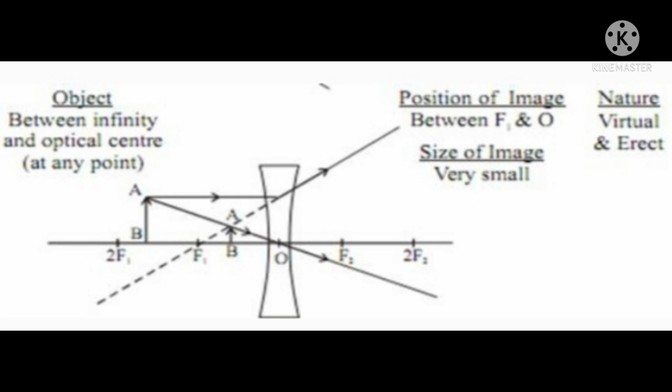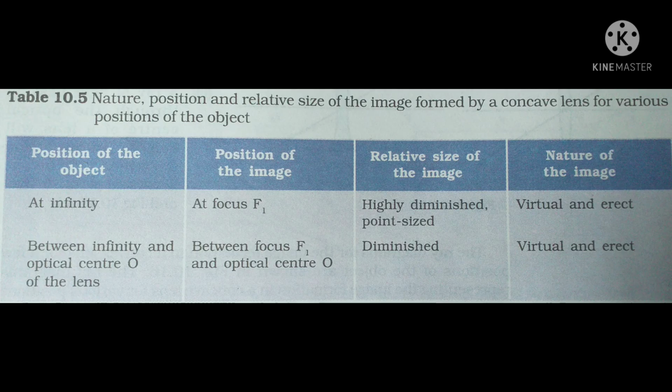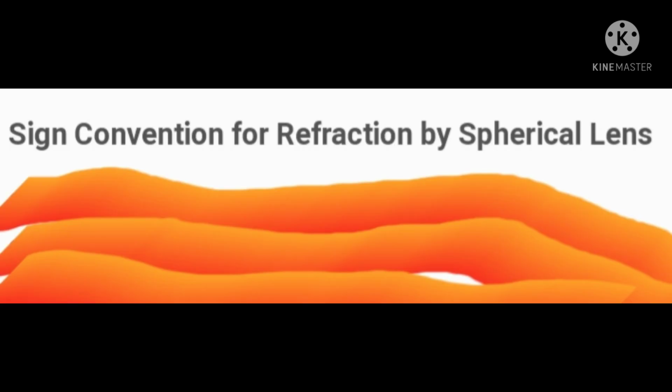There are two possibilities you have to remember for concave lens, and for the convex lens we did the 6 possibilities, isn't it? 6, correct. And for concave only 2 possibilities are there, to know the nature, position and the relative size of the image. These tables also you have to learn by heart. And in the next class we'll do the sign convention for spherical lenses. Clear?